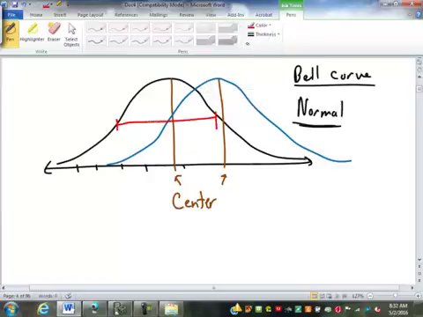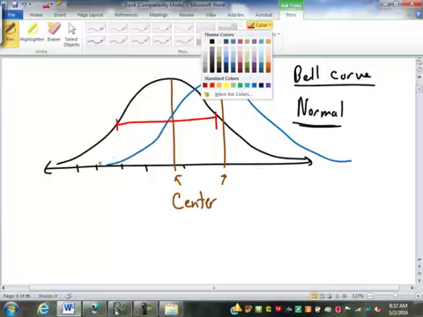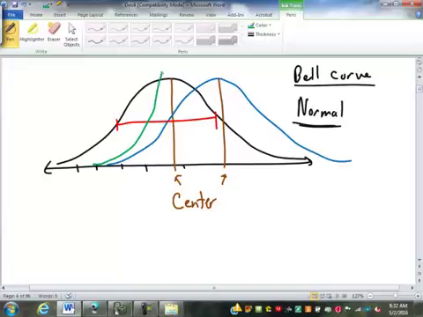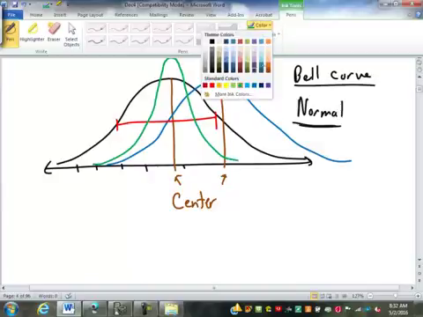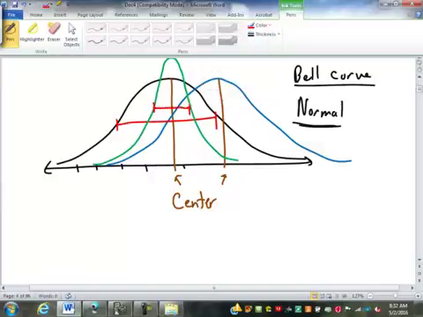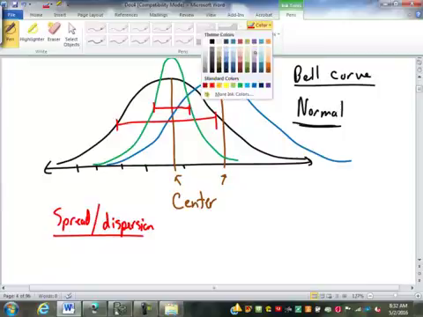You look at that one's fairly wide. But when you look at this green curve, it has the exact same center as our black curve, but you can see it is much less spread out. It's narrower. And that width or narrowness is called the spread, sometimes called dispersion. And that's what our main focus is going to be today, is measures of center and spread.